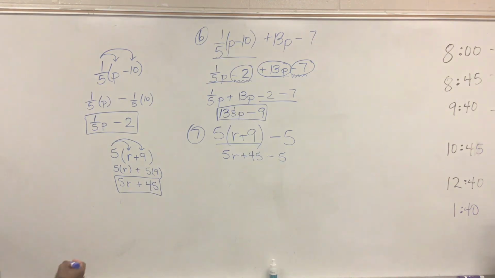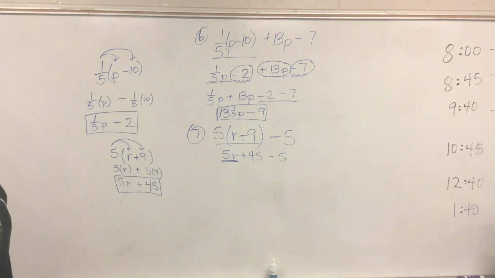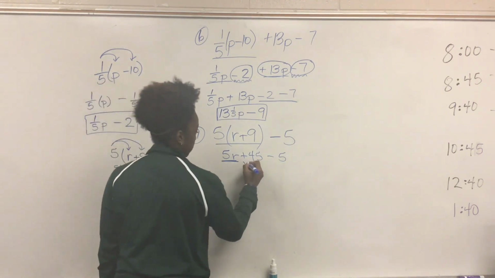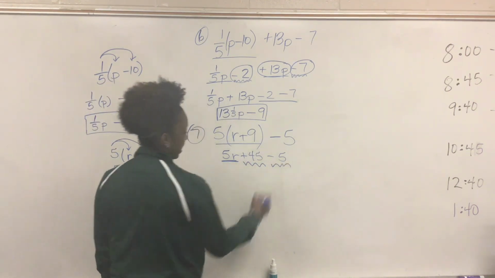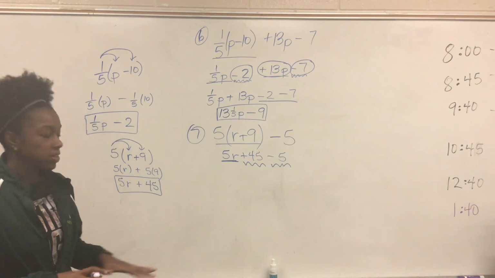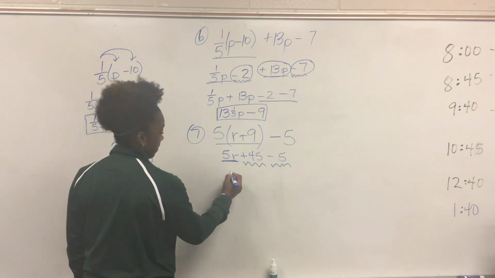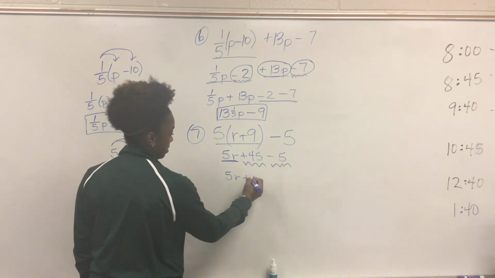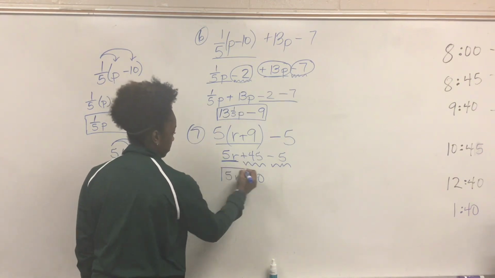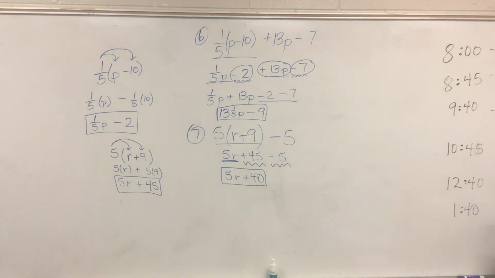Now, step 1, again, identify the like terms. 5r, that's the only one with the variable r in it, so that is the only like term. Second pair of like terms: 45 and negative 5. So if you notice in this problem that our like terms are already together, so we do not have to move anything, okay? So now I have 5r plus 40. And that is your final answer.